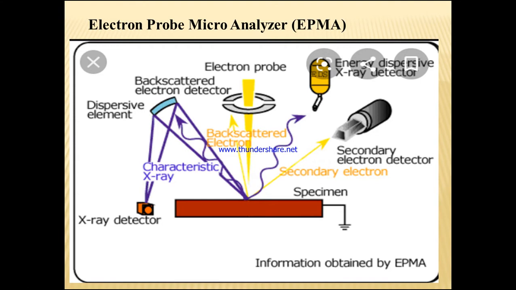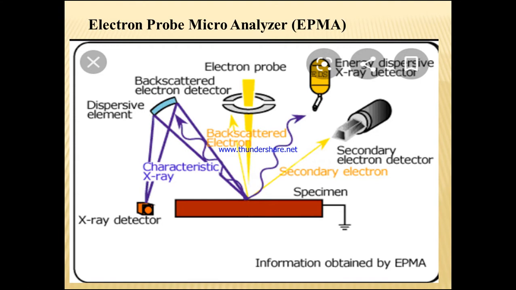The only difference is that chemical analysis can be done in the electron probe microanalyzer, whereas in the scanning electron microscope we cannot do chemical analysis. So that is the only difference between the scanning electron microscope and the electron probe microanalyzer.